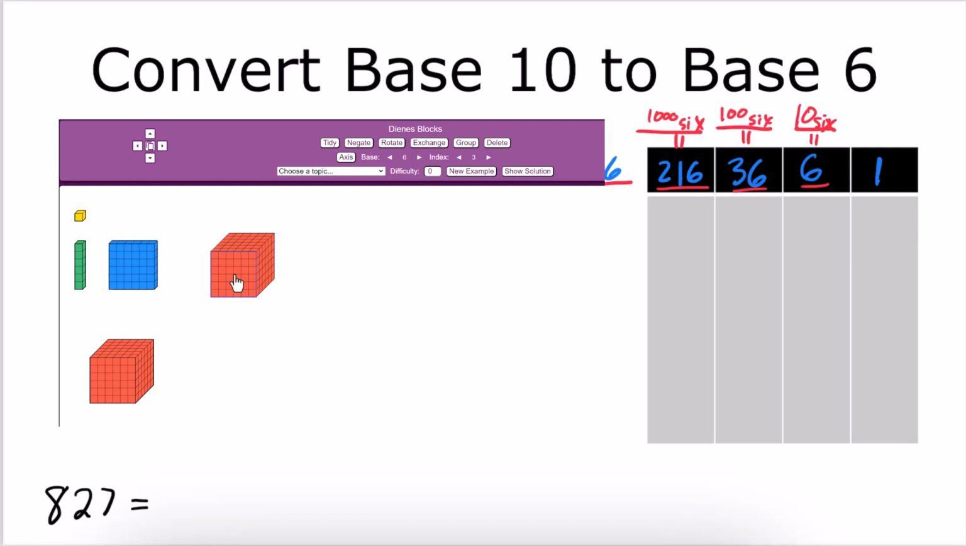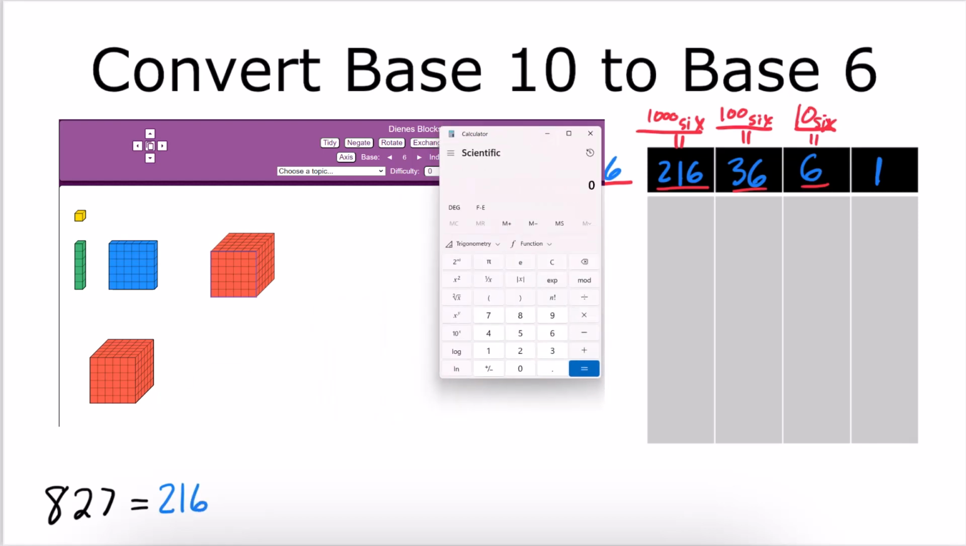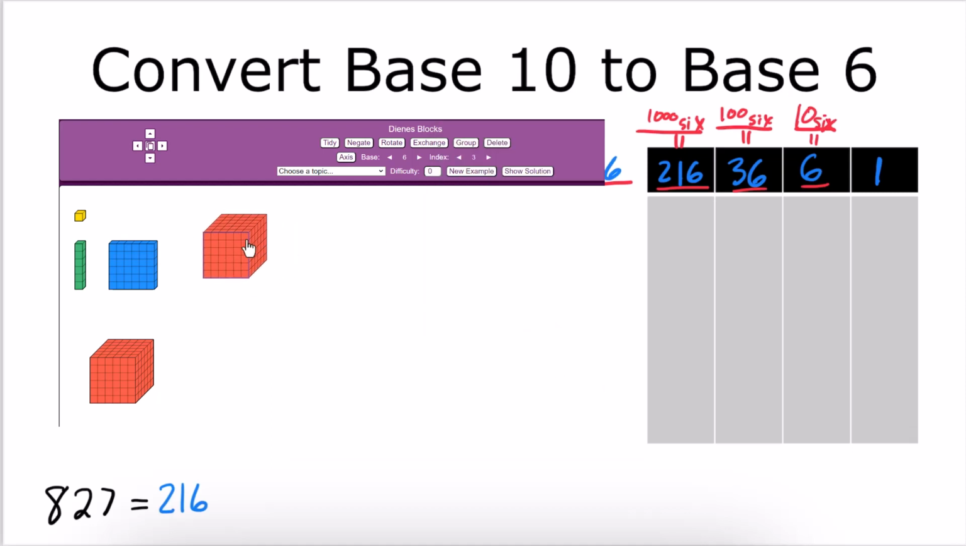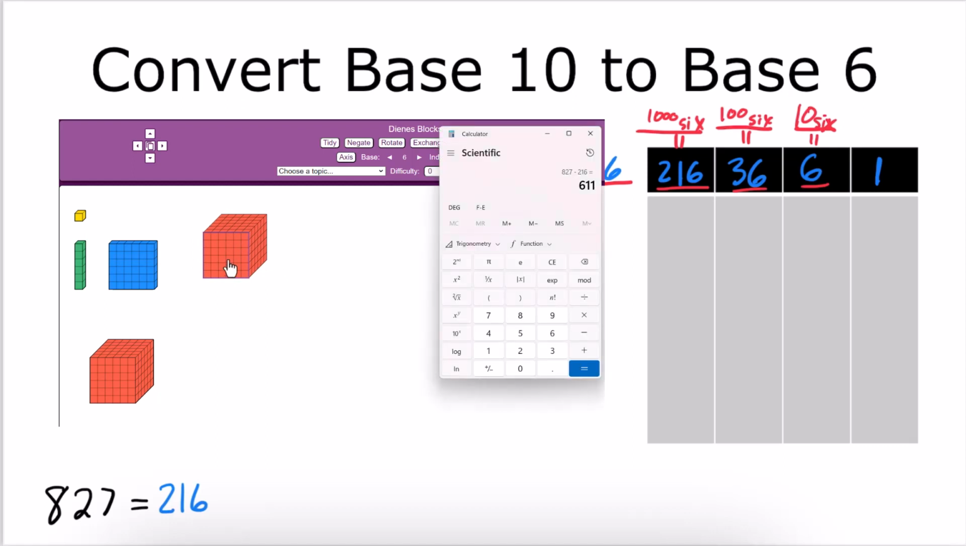So 827 will have at least one 216 block. And I'm going to take 827 and subtract the amount of blocks that I've already converted over into base 6. So far I've taken 216 of my 827 blocks and I've put it into this largest place value here, or at least the largest one that we have a picture of right now. And the number of blocks that I still have remaining is 611.